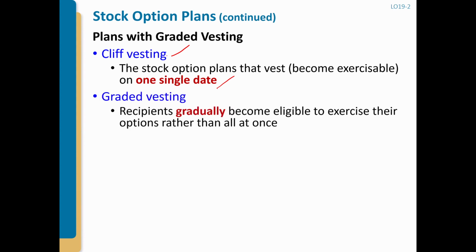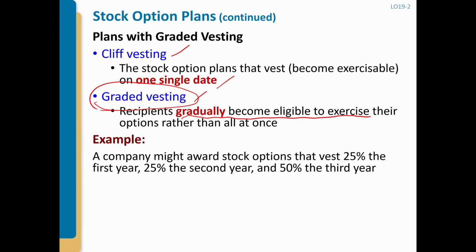But in reality, we have a lot of graded vesting. Those stock options or stock gradually become eligible. Part of that is going to be vested next year, part of that the year after, and part the year after that. In reality, most of the stock awards or stock option awards are graded vesting. So, for example, the company issues a stock option award: 25% can be vested in the first year, another 25% in the second year, and 50% in the third year.